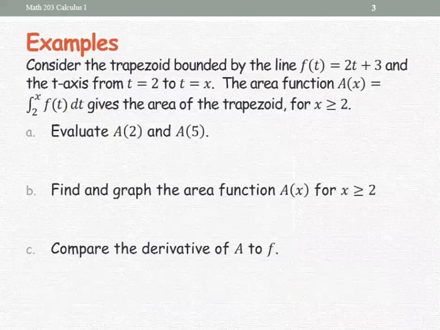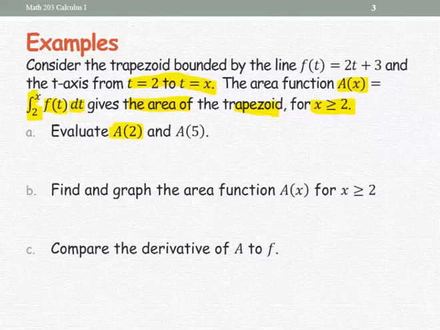Examples: consider the trapezoid bounded by the line f of t equals 2t plus 3 and the t-axis from t equals 2 to t equals x. The area function A(x) is defined by the definite integral from 2 to x of f of t with respect to t, and this definite integral gives the area of the trapezoid for x greater than or equal to 2. Part A, we are going to find the area where x equals 2 and the area where x equals 5. That means the endpoint is 2 and the endpoint is 5, respectively.